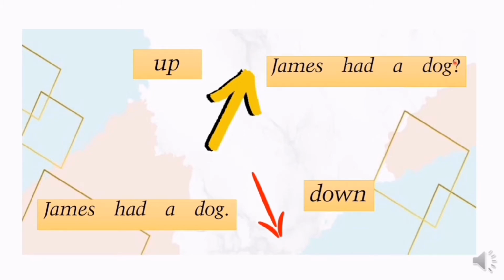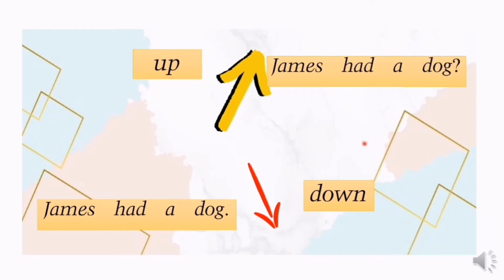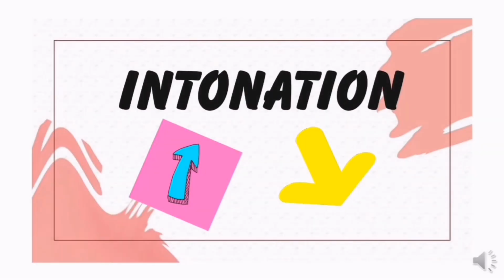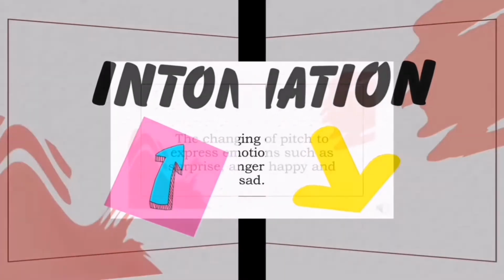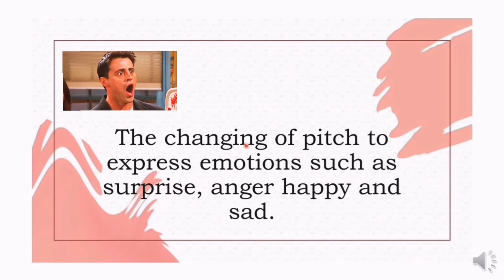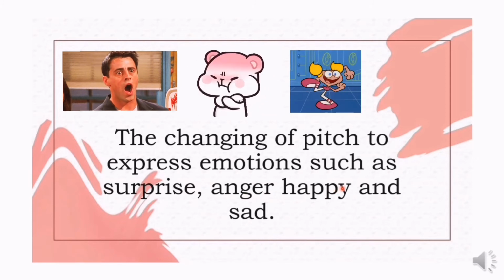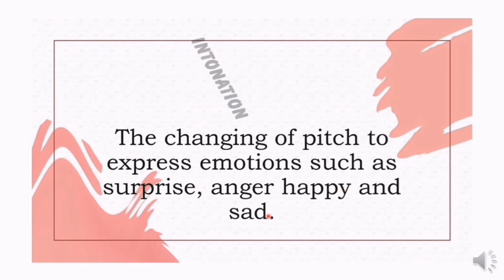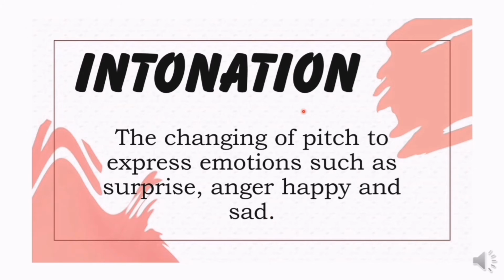The patterns of ups and downs of your voice on and after the focus word, which is usually at the end of the sentence, is called intonation. But what is an intonation? The changing of pitch to express emotions such as surprise, anger, happy, and sad is what we called intonation. Everybody read it. Intonation.